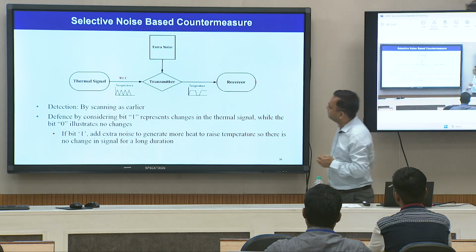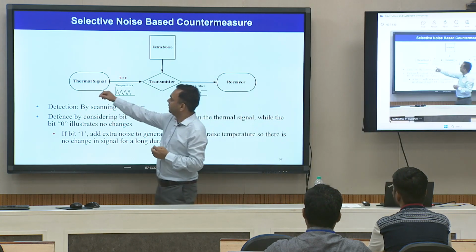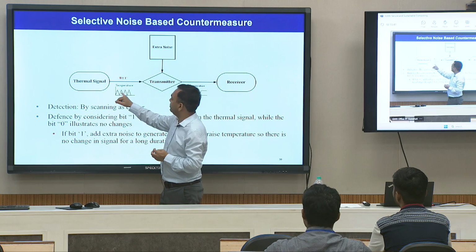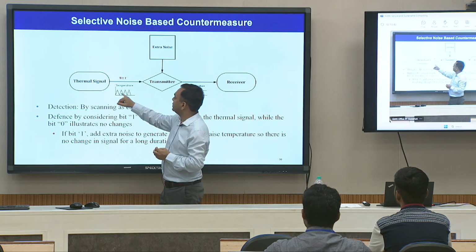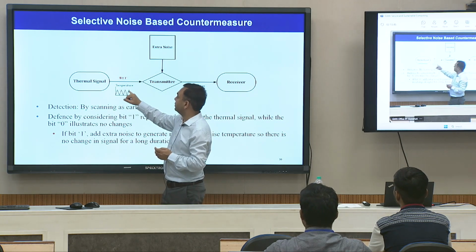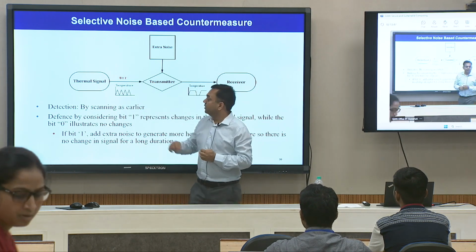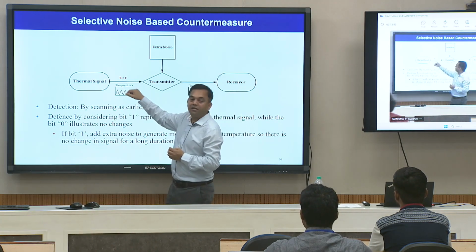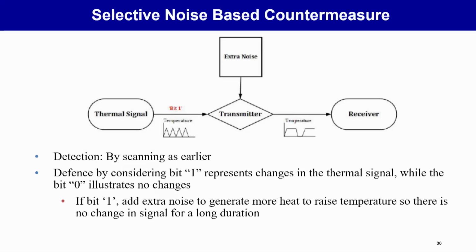Typically, you remember we said the thermal signal can be like this. There is a change in the temperature, change in the temperature, change in the temperature. So this is all bit 1. If your thermal signal is like that, at the receiver you will know this is all bit 1. Yeah, easy to get. Now like I said, what's the aim? Making this as flat as possible.